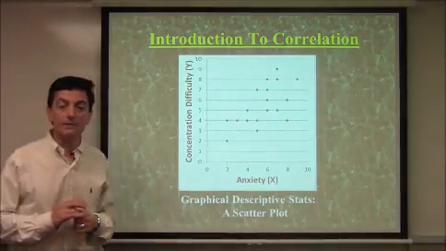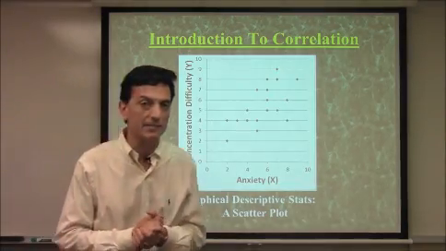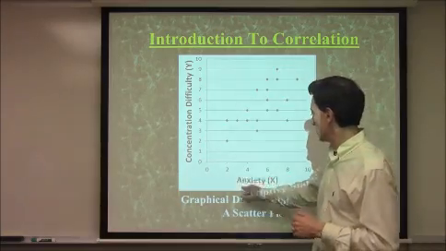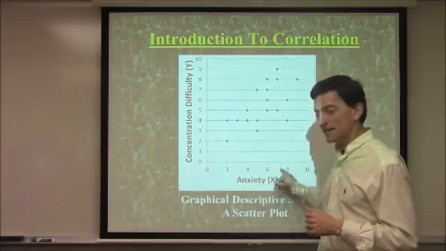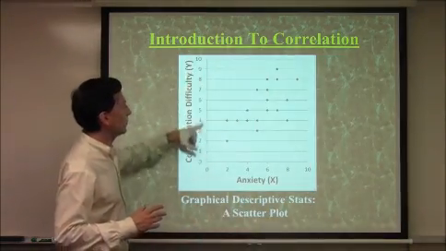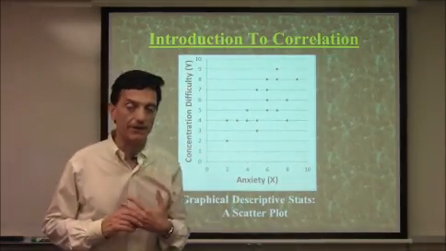And we can then go on to graph those data through something like a scatter plot. For a scatter plot, we typically have one of the variables on the x-axis. We call this our predictor variable. We have the other variable on the y-axis. We call this our criterion variable.